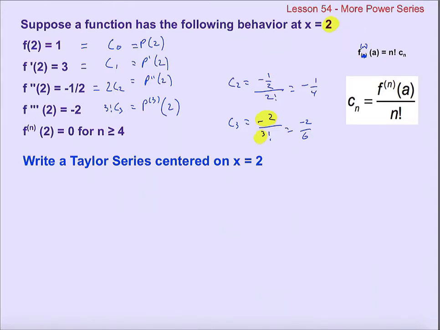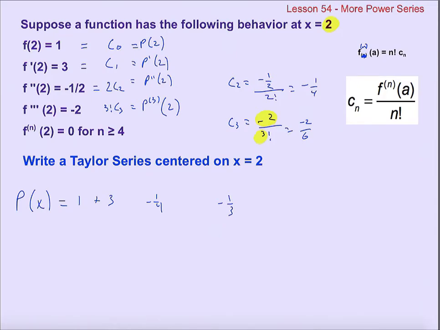So now, for our Taylor series, we have all of our coefficients. C0 is equal to 1. Sorry, C1 is equal to 3. C2 is equal to negative 1/4. Might as well put the negative in there. C3 is equal to negative 2/6, which we might as well call negative 1/3.